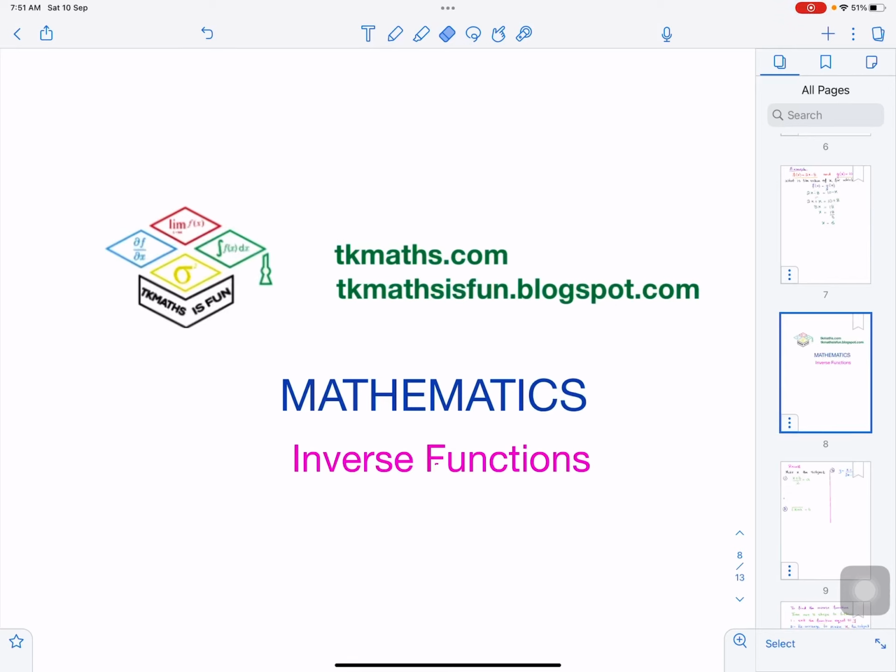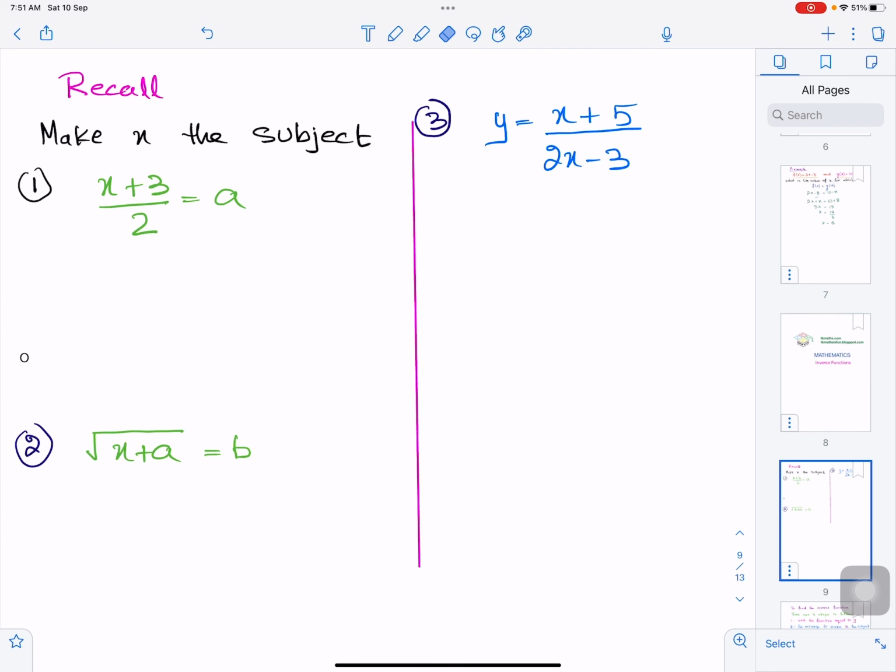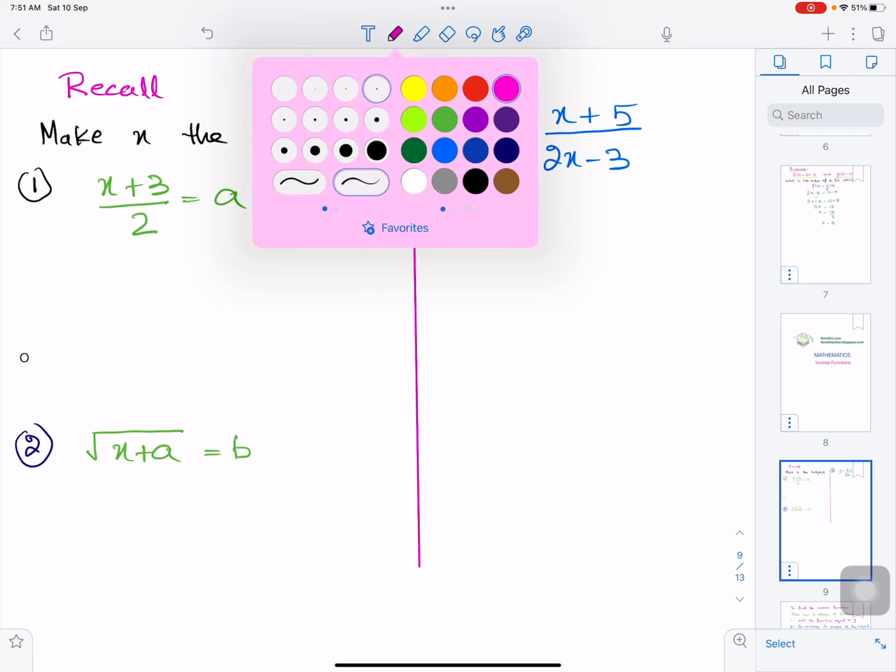In today's video, we will see how to find an inverse function. So let's begin. For that, you need to recall the concept of making something the subject. I have taken three examples, and then I will take you to finding the inverse function. So let's begin with the first one.